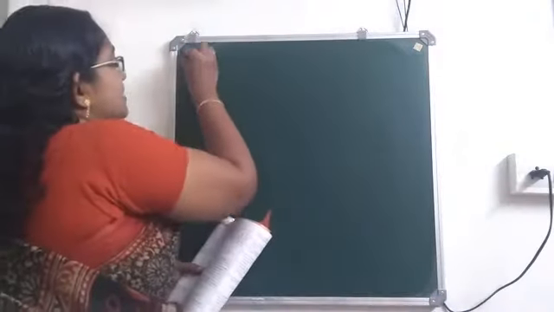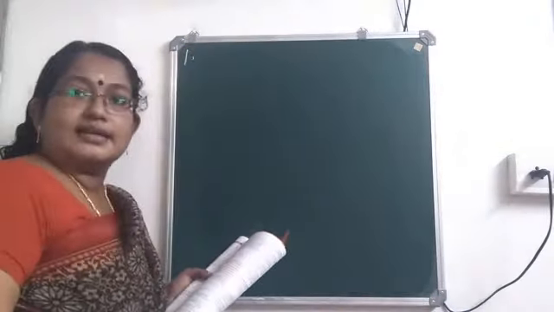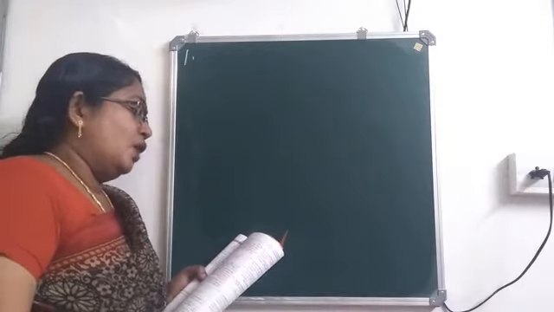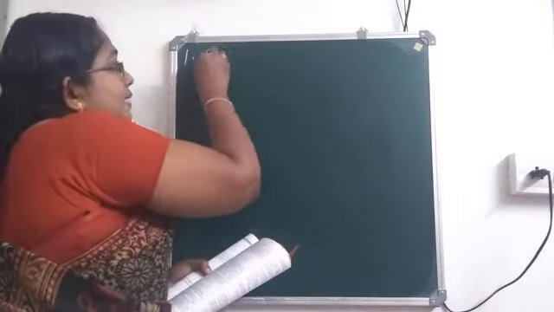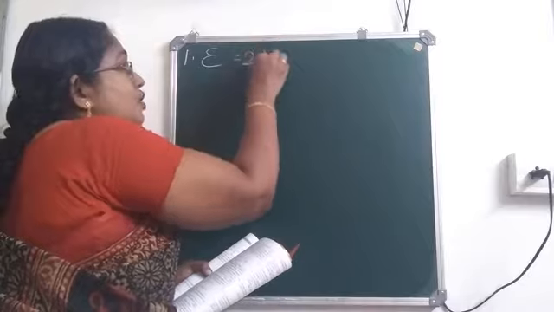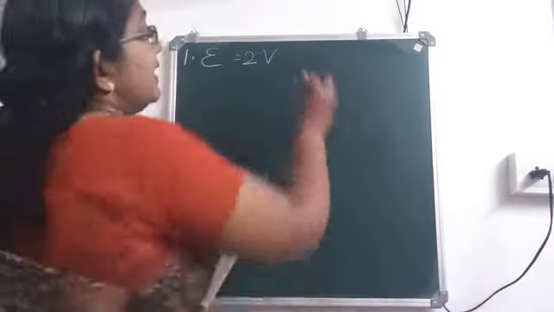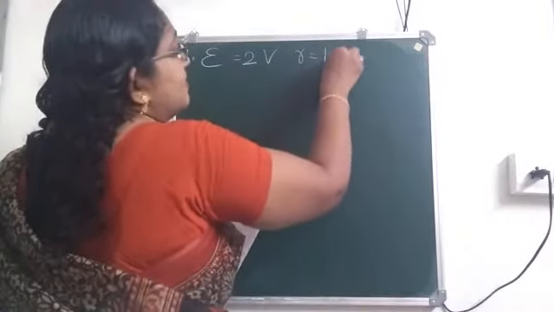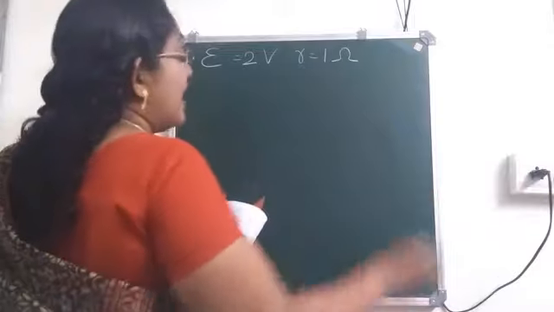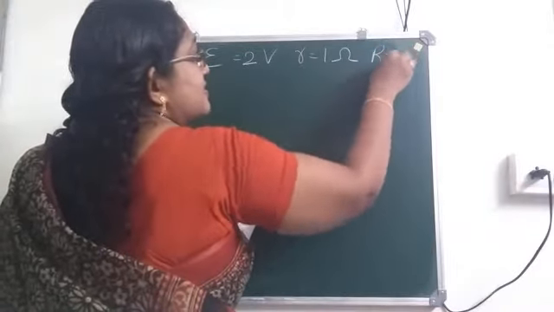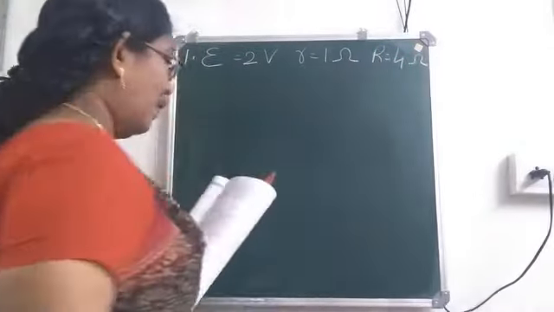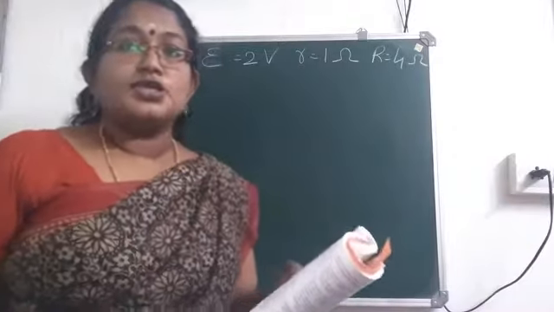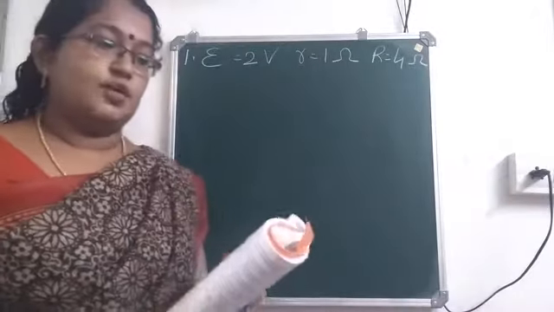Okay. So, when we are doing the numericals, the first thing is, with the question itself, we will write what all things are given. So, what all things are given here? Epsilon is given as 2 volt. Internal resistance is given as 1 ohm. And external resistance is given as 4 ohm. Okay, so these are the three things given in the question.